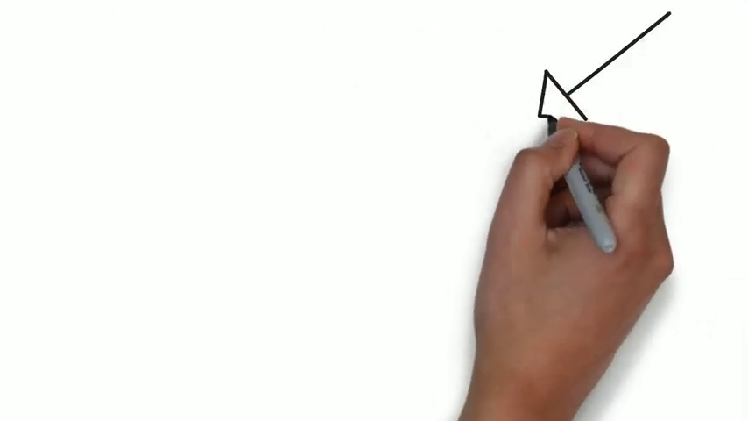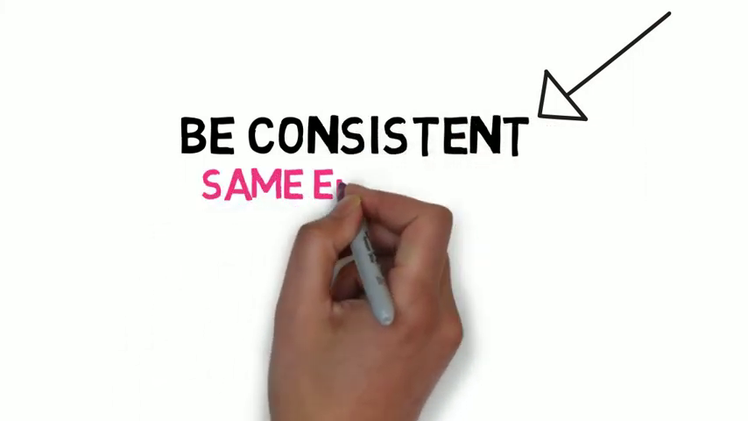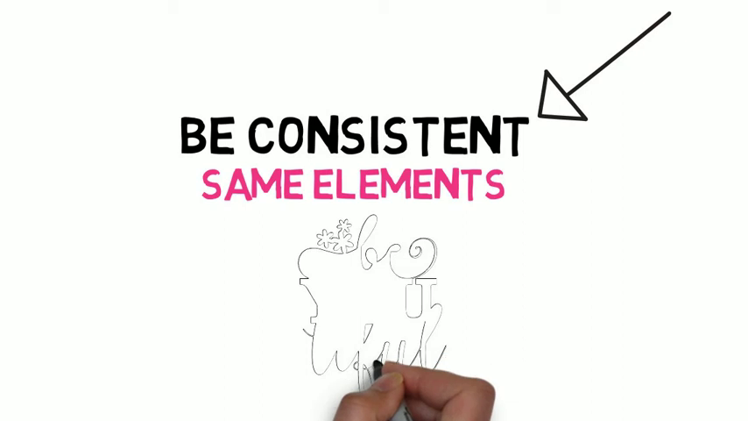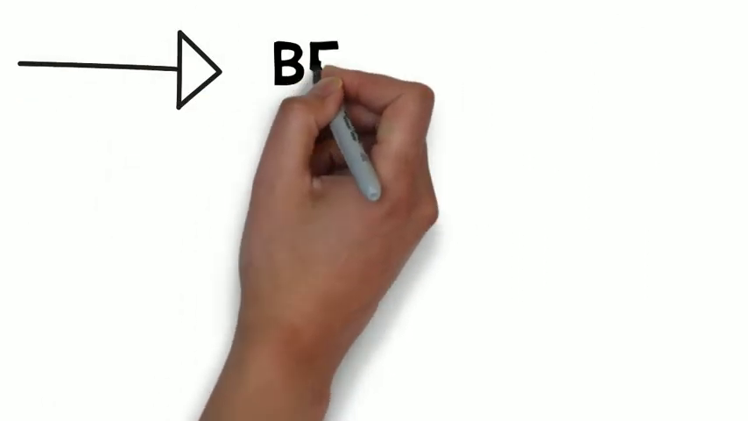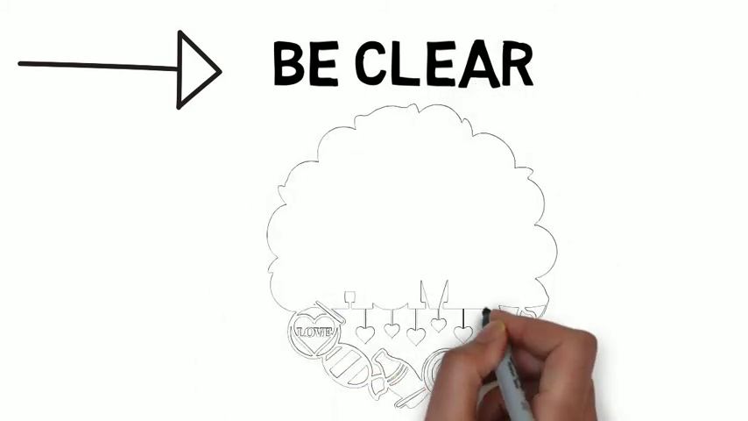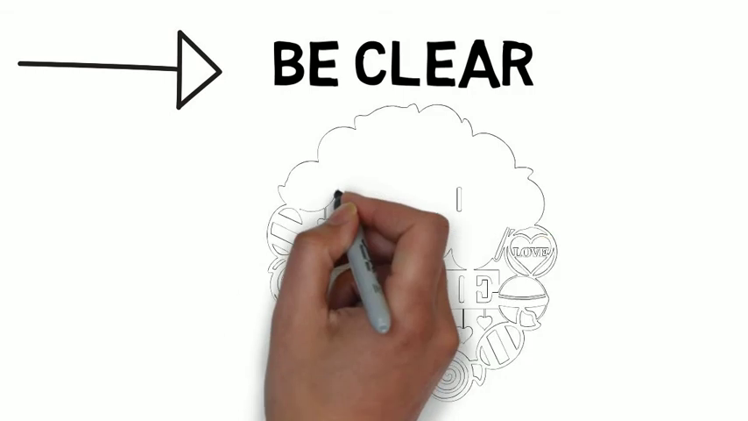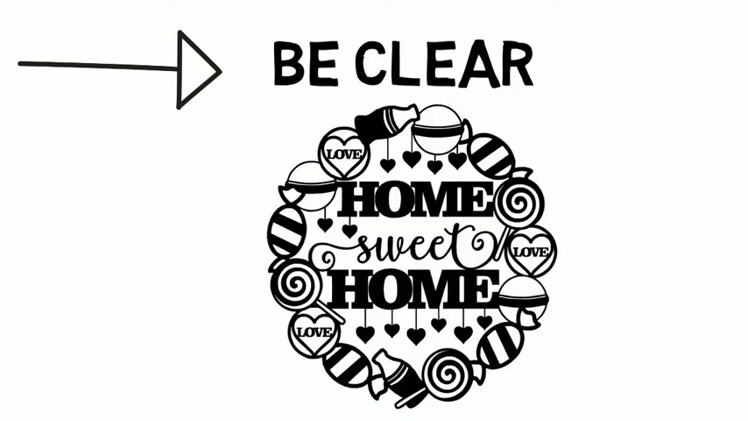Position rule number 4 is to be consistent. Stick to the same group of elements throughout the design, just like in this example. Number 5, be clear. Make sure the elements look like what they are supposed to be. So if you're designing sweets, try making the elements actually look like sweets as much as possible.